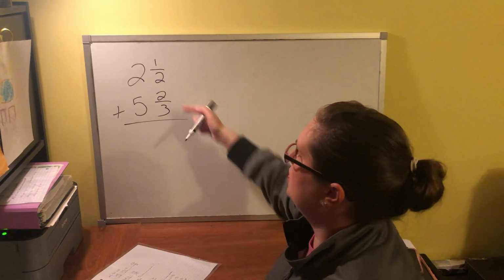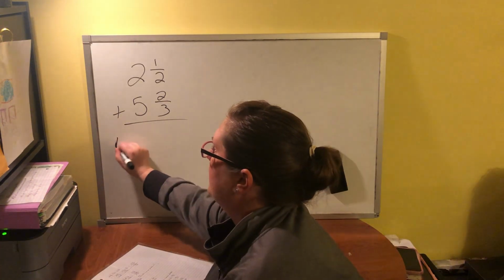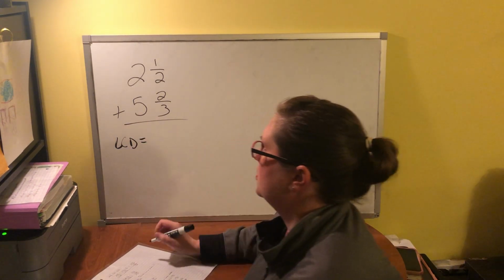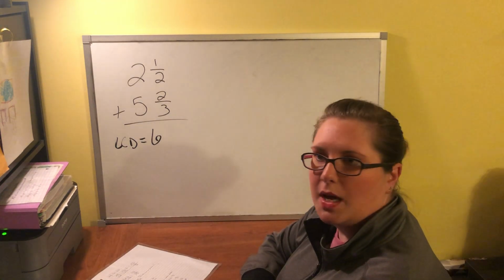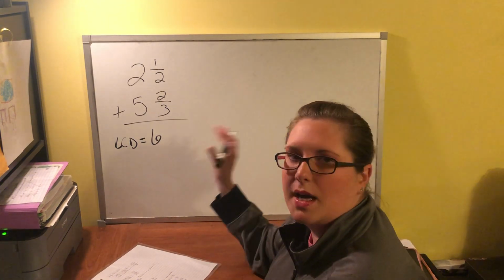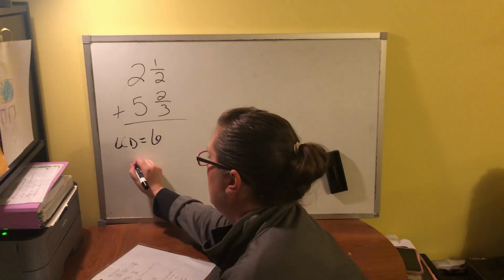So the first thing you're going to do is, do they have a common denominator? 2 and 3. No, they're different. So you're going to find the LCD first. Well, for 2 and 3, it ends up being 6. And if you need to work that out on the side like we did before, that's totally fine. Now we're building equivalent fractions.